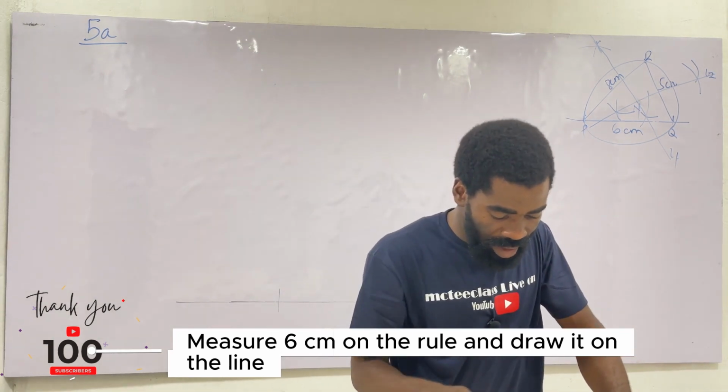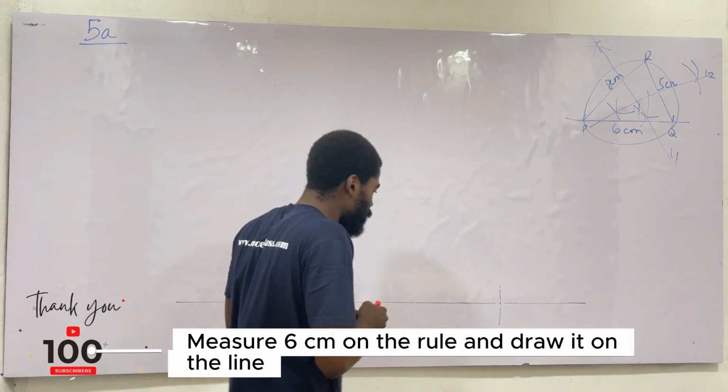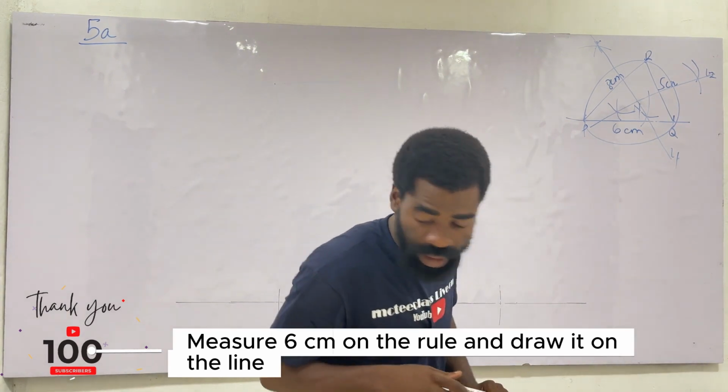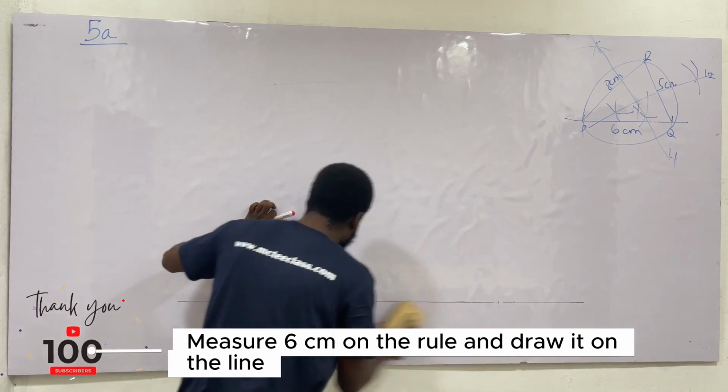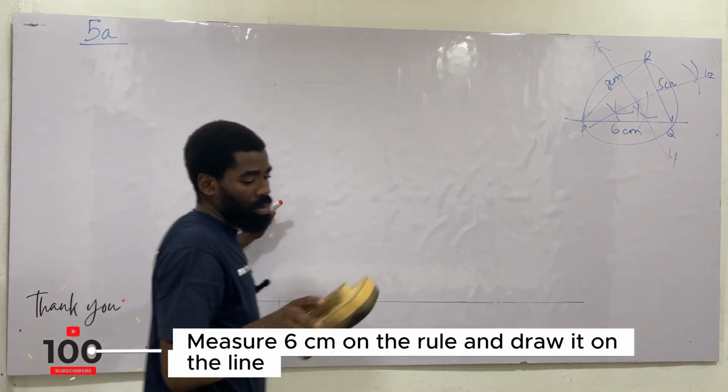Our line is line PQ. The line PQ is what? It's 6 cm. Oh, so 6 cm. Let me reduce that. Let me draw this. It's 6 cm. It's not 8. So it's 6 cm. Let's go.